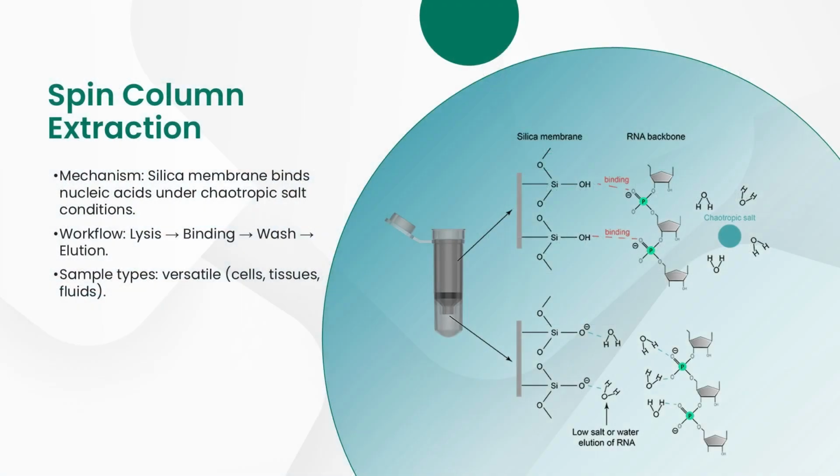In spin column extraction, a silica membrane is used to bind nucleic acids under specific salt conditions. The workflow involves four main steps: lysis, binding, washing, and elution. Through repeated centrifugation, impurities are removed while the RNA or DNA remains bound to the silica. This approach is versatile and works with nearly all sample types. Now, let's look at the strengths and weaknesses of spin column extraction.